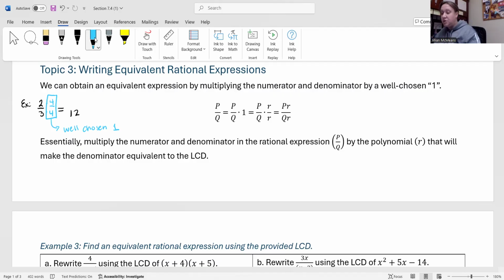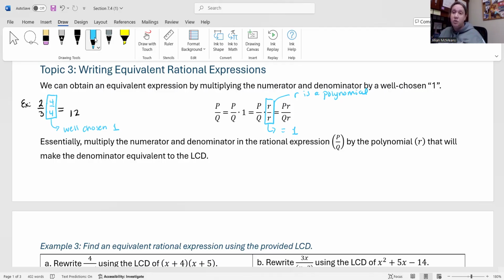If we have the rational expression P over Q, and we want to get an equivalent form of that, we need to multiply P over Q by some version of 1. Well, we can multiply P over Q by R over R, where R is a polynomial. We will then get P times R over Q times R, which is an equivalent form of the initial P over Q because R over R is equal to 1. So we're definitely going to change the appearance of our rational expression, but we're not changing its inherent value, okay? So essentially, multiply the numerator and the denominator by the same expression.